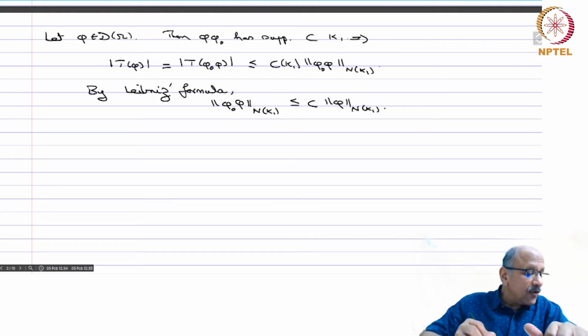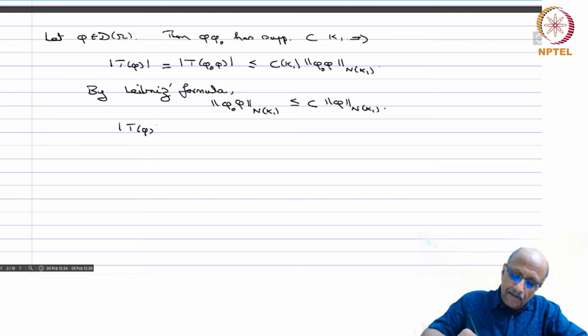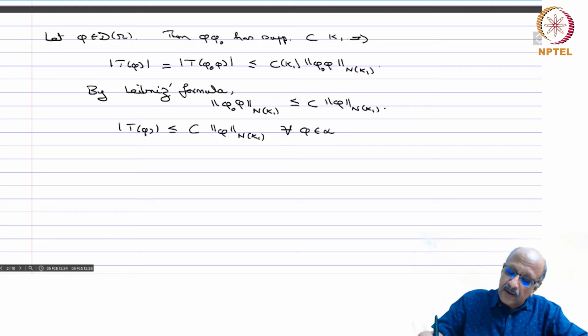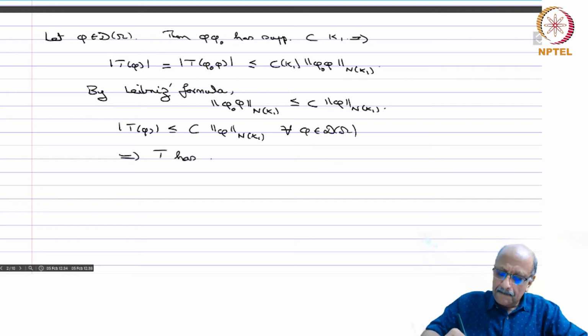Therefore you have that |T(φ)| is less than or equal to C_{K1} times C, and I can put all this in some other constant, times the norm of φ in N_{K1}, for all φ in D(Ω). So this implies that T has order N_{K1}.